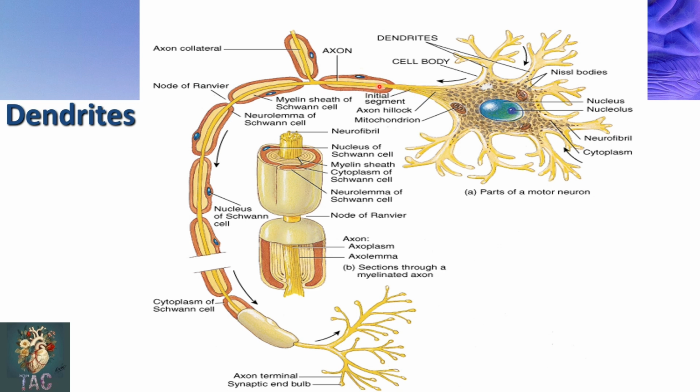This axon is myelinated. Here you can see the node of Ranvier. Also the axon's collateral branch is given over here. This is the section of the axon in which you can see these are the neurofibrils which are present, which are surrounded by the myelin sheath, which is produced by the Schwann cell, and this is the neurilemma of the Schwann cell.